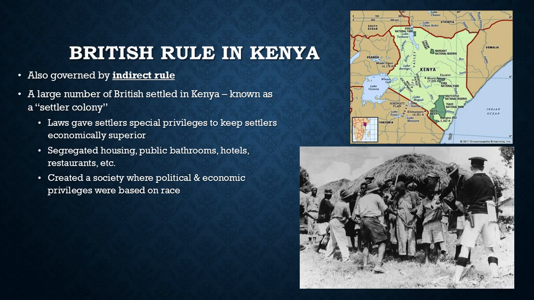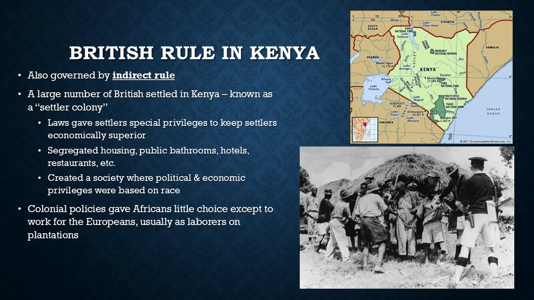A similar situation that you may be more familiar with is the segregation that occurred in South Africa all the way up until 1994, when Nelson Mandela ended that segregation, which is now known as apartheid. If you've heard of that, this was a very similar situation. And this ultimately created a society where political and economic privileges were based on race. These colonial policies gave Africans little choice except to work for the Europeans, usually as laborers on plantations.